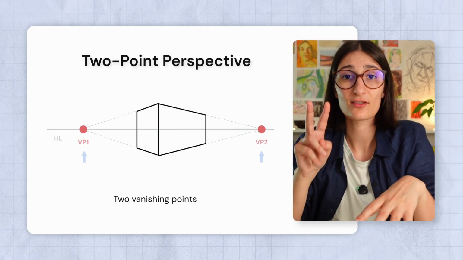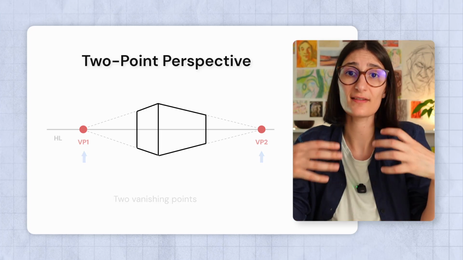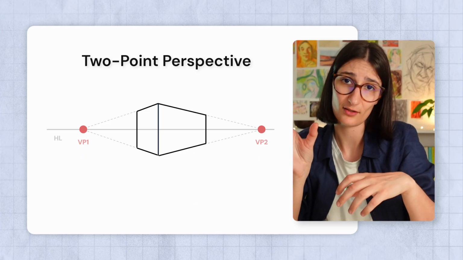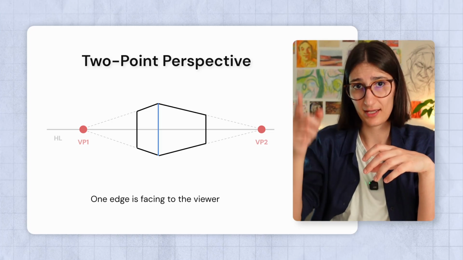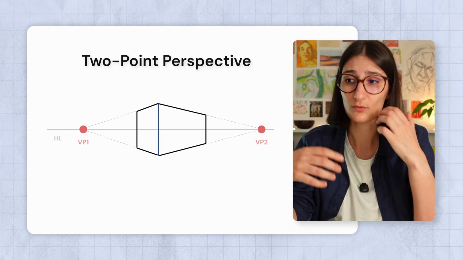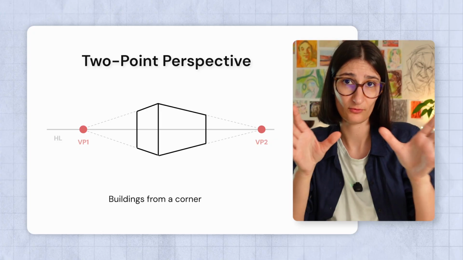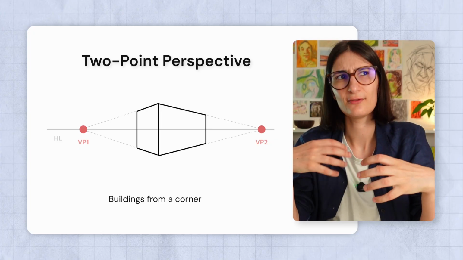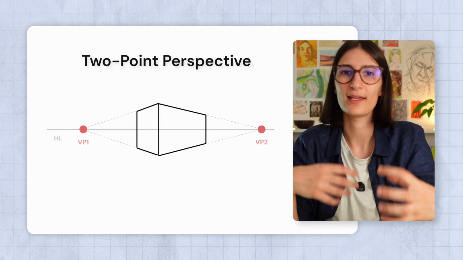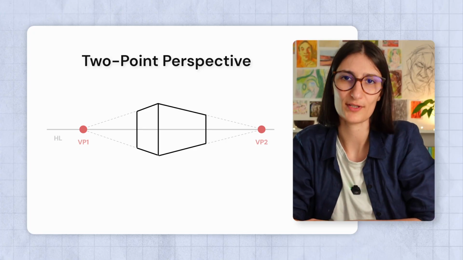Two-point perspective has two vanishing points, and what's facing the viewer is not a face of the object, but one of the edges of it. It's very common when you are drawing buildings from a corner, for example, and it often feels more natural and more dynamic than the one-point perspective.